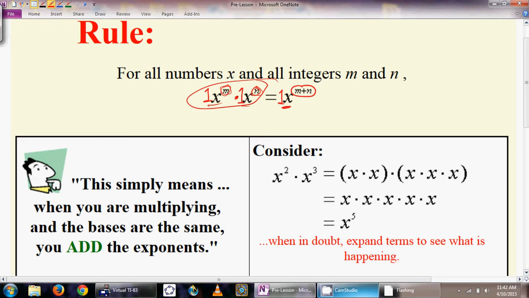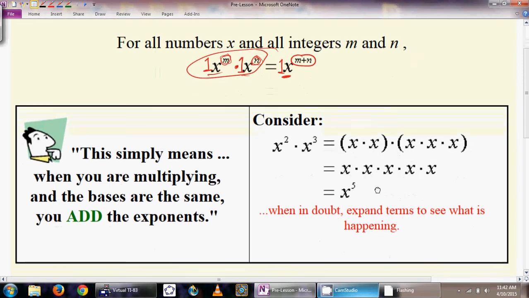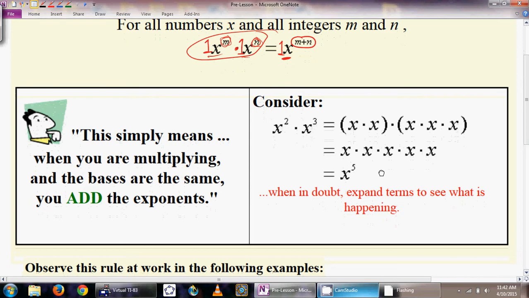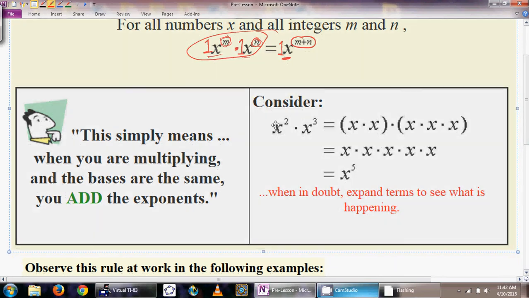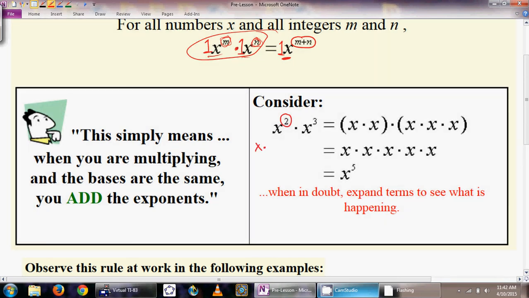So if we look at an example down here, the reason why this works is because, well, what does it mean to square something? It means take your base and multiply it by itself that many times. So x squared is really x times x. And because we're doing multiplication, we multiply x times x by x cubed, which is really x times itself 3 times. This new product is x times itself 5 times, so it's really x to the 5th power.